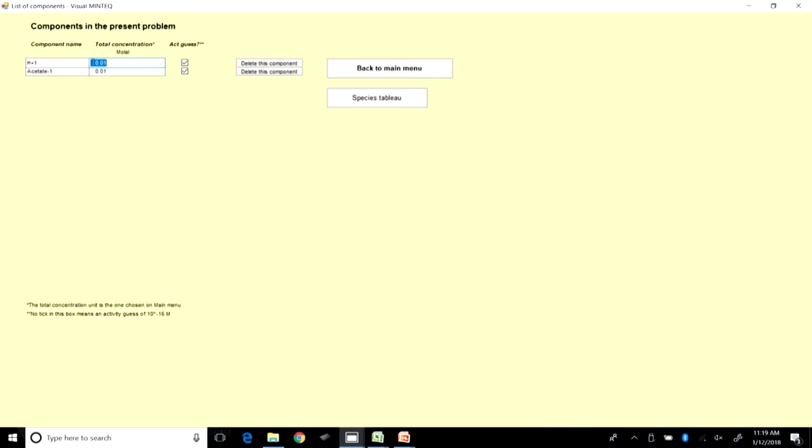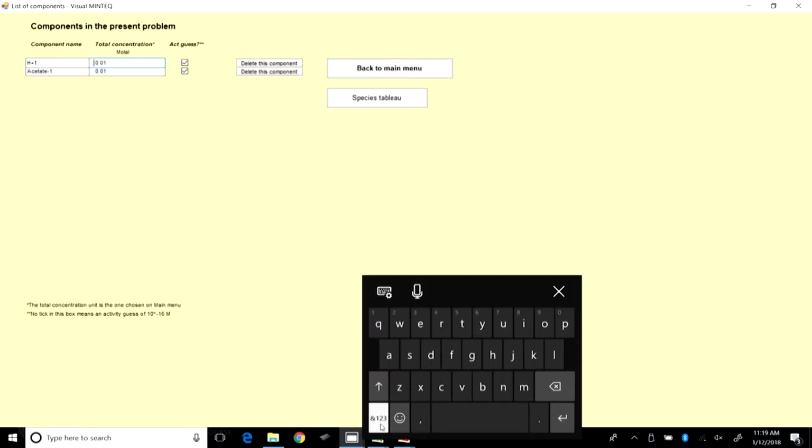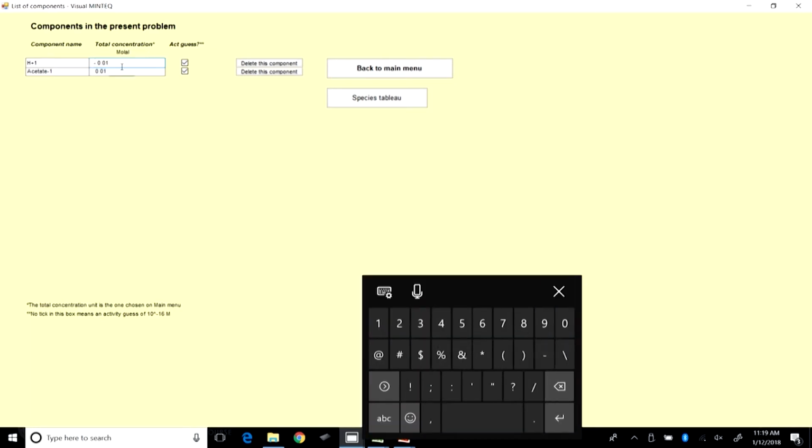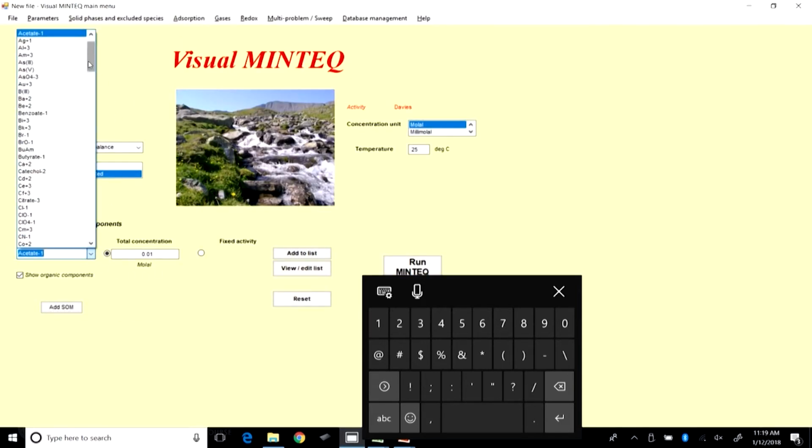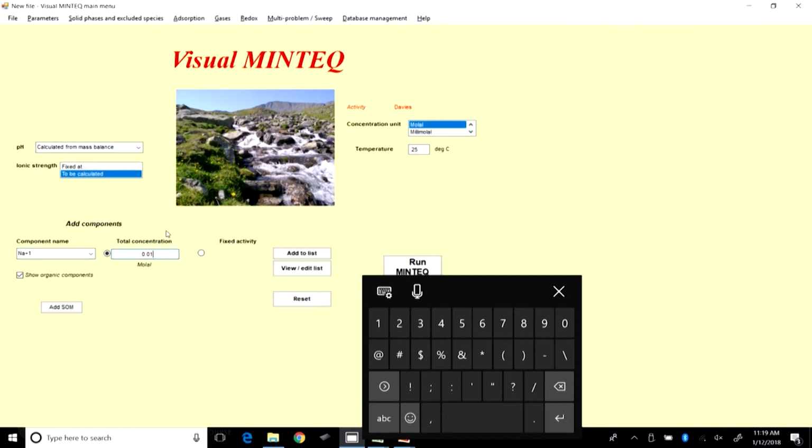So H needs to be negative, obviously, so we are going to go back to the key here, and minus. So this means I am adding a base NaOH, and this is the NaAC. So I am adding NaOH and NaAC, right. So back to main menu, and obviously I need to add the sodium, and let's look at where that is, right, and here we are going to have it as 0.02.